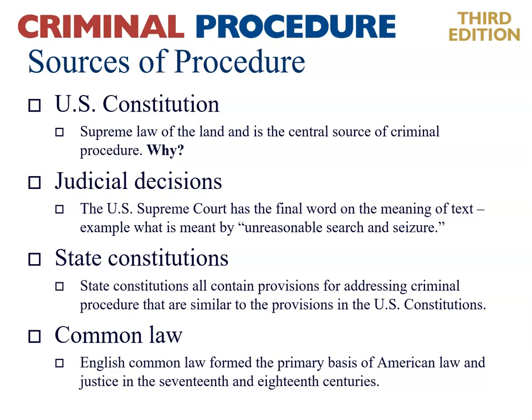Next would be state constitutions. If you don't know, every state has a constitution. So state constitutions all contain provisions for addressing criminal procedure that are similar to the provisions in the U.S. Constitution. Common law. English common law formed the primary basis of American law and justice in the 17th and 18th centuries. Some states still accept a little bit of common law, most don't. California does not. However, know that a lot of sources of procedure and law came from common law.